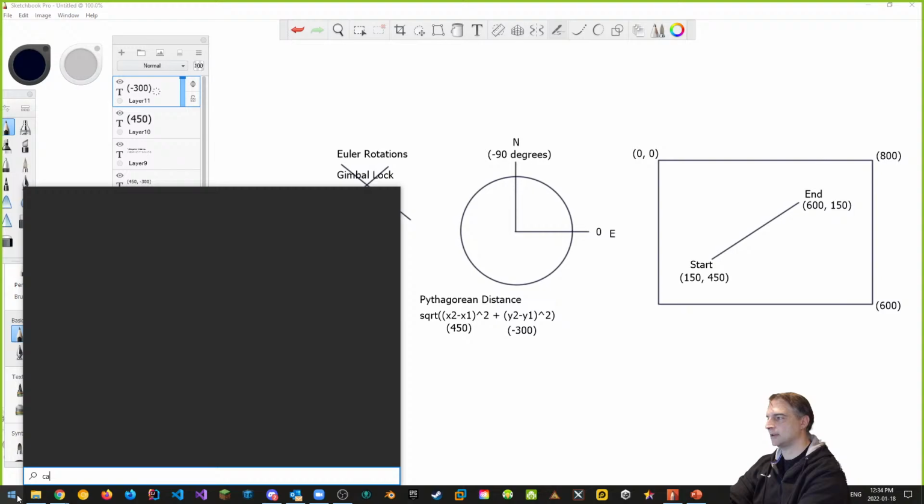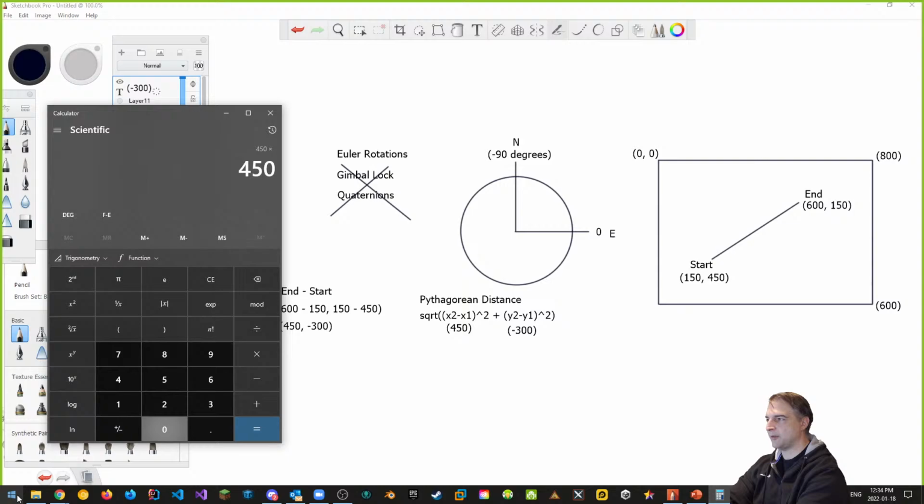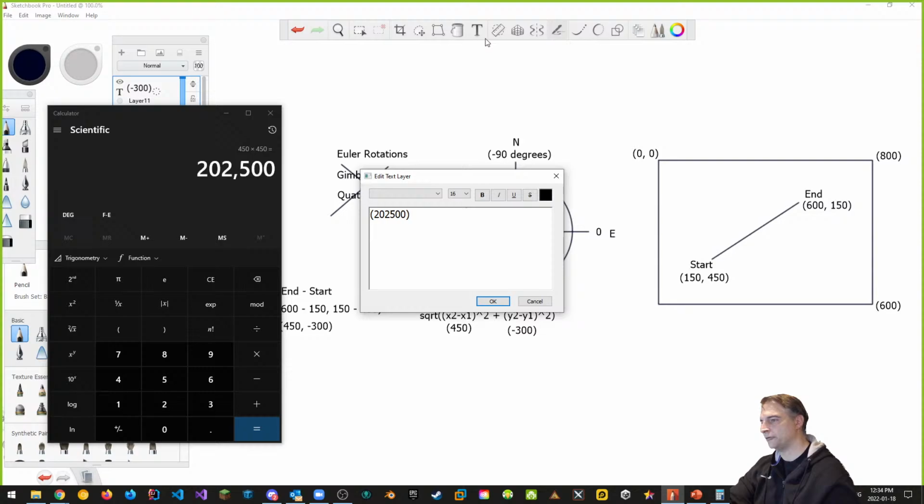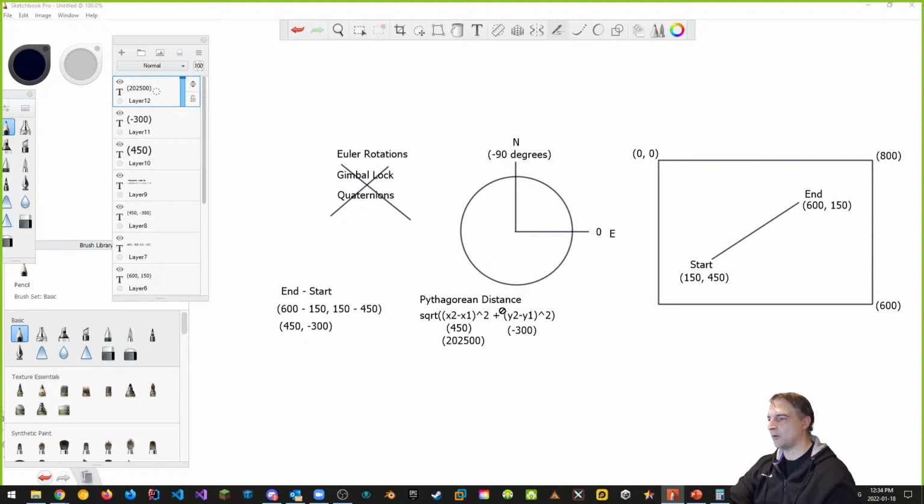So let's see how that is. If I bring up my calculator, 450 times 450. By the way, we don't want to use a square function here either, like a power function. That's like double square root in terms of bad for per computation. So we can take this value here: 202,500. So 202,500 is the value that we're going to use when we square it. And we also want to square minus 300.